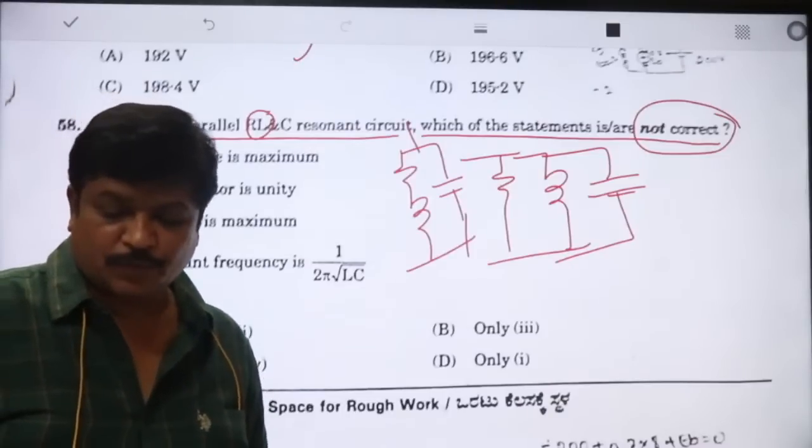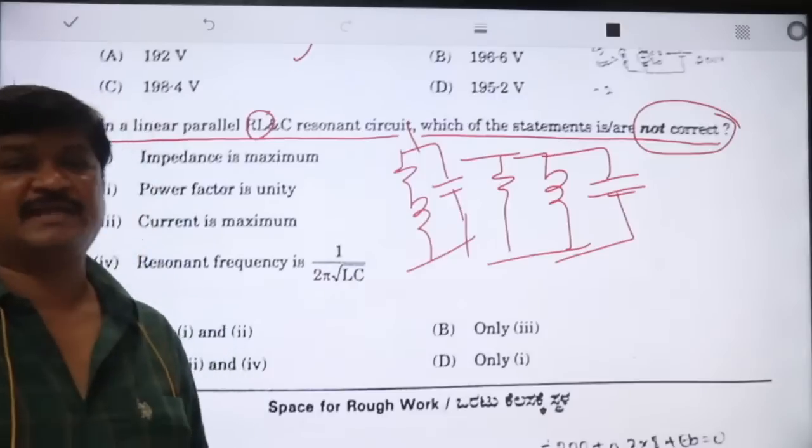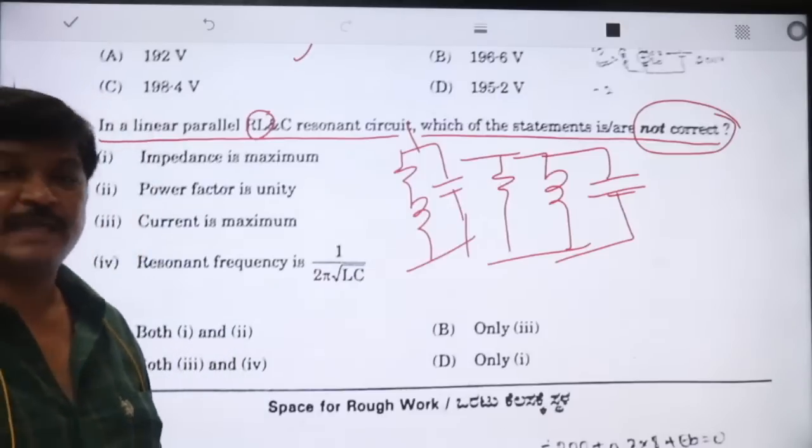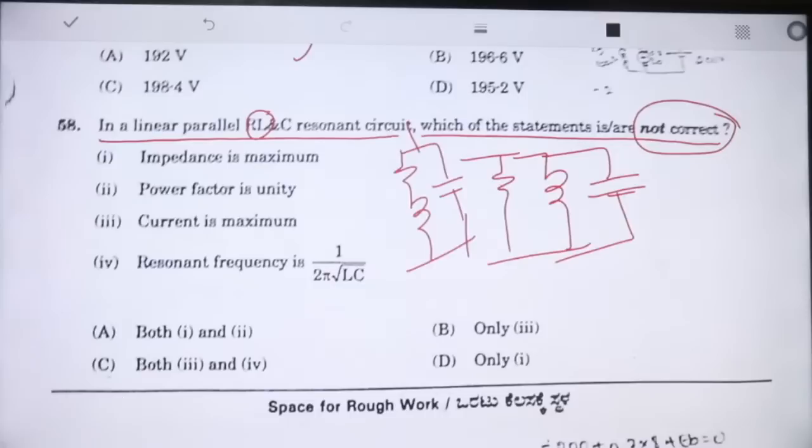Yeah, I told you a number of times: go through the previous IES and GATE questions before entering the KPTCL exam. I told you also a number of times.